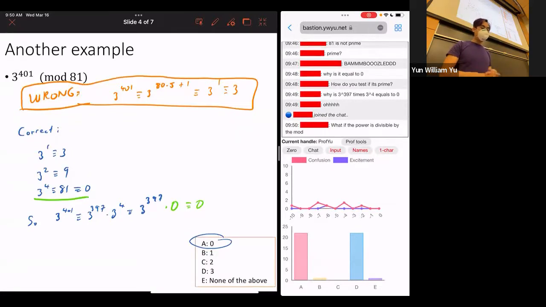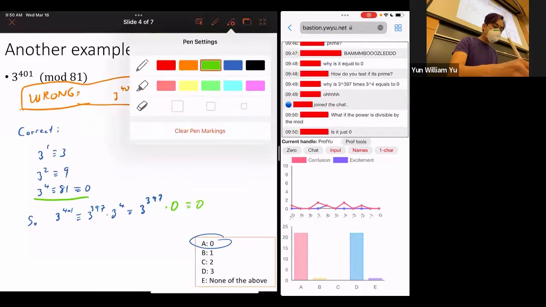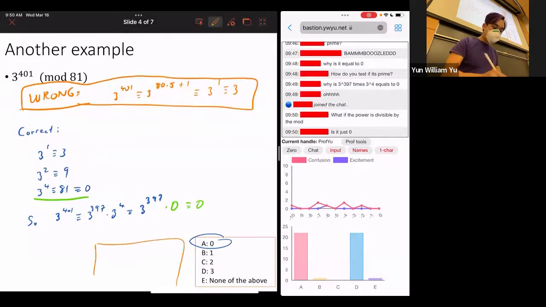What if the power is divisible by the mod? No. Remember, part of Fermat's little theorem is that 3 to the p is congruent to 3 mod p. And clearly p is divisible by p, right? So what you have to remember is that for the powers, you're dividing by and finding the remainder with respect to p minus 1.